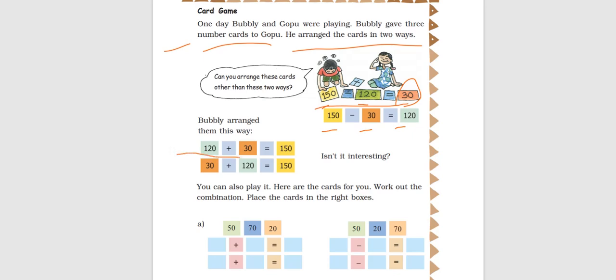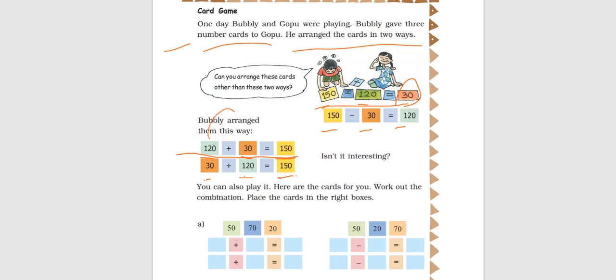120 plus 30 is 150. Okay, so you have 120 is 12 tens, 30 is 3 tens. 12 plus 3 for a total of 15 tens, 150. Put it this way, you have 30 plus 120, 3 tens and 12 tens for a total of 15 tens, 150. So when you're adding two numbers, it doesn't matter the order in which you add.